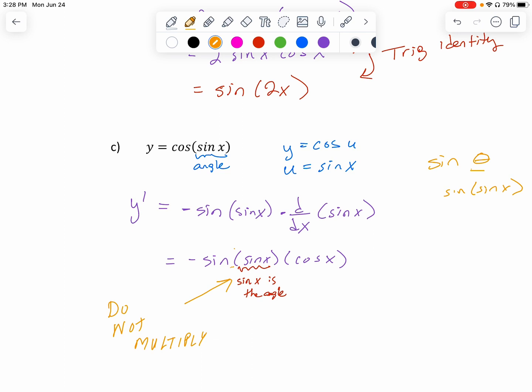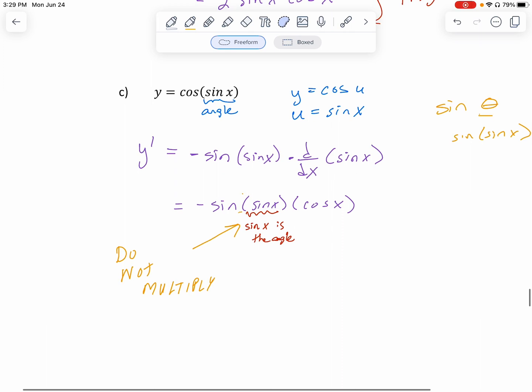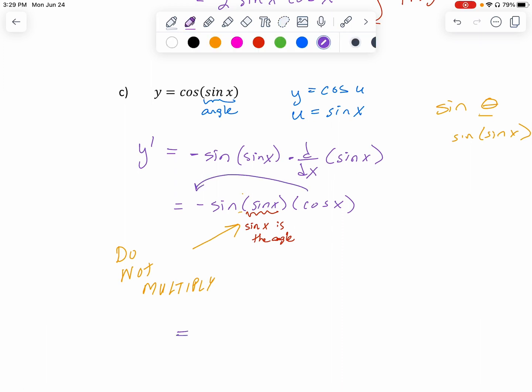I think actually, in order to avoid that funny notation, I would take it one step further. So this isn't wrong, but just to make it clearer, I would bring this cosine out in front, keep the negative out in front. So cosine of x times sine of x. So it looks a little clearer what the trig functions are.